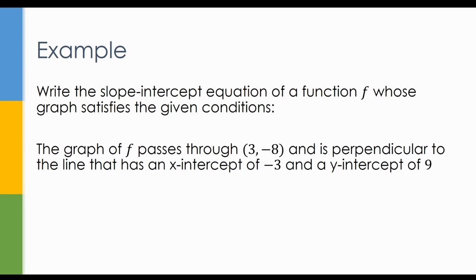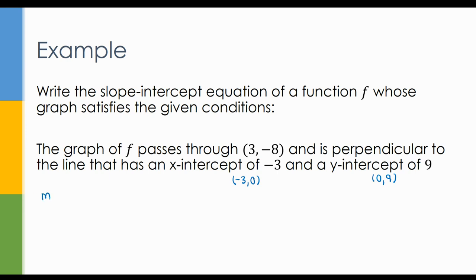If we have an x-intercept of -3, that means we have the point (-3, 0). If we have a y-intercept of 9, that means we have the point (0, 9). I'm going to use those two points to find my slope, because once I find the slope, I need to then have a slope perpendicular to it.